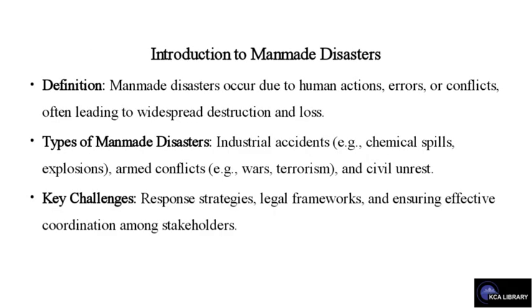Now, let's look at the introduction to man-made disasters. By definition, a man-made disaster occurs due to human actions, errors, or conflicts, often leading to widespread destruction and loss. Some of the types of man-made disaster include industrial accidents such as chemical spills and explosions, armed conflicts such as wars and terrorism, and civil unrest. What are some of the key challenges? There's response strategies, there's legal framework, and there's ensuring effective coordination among stakeholders.